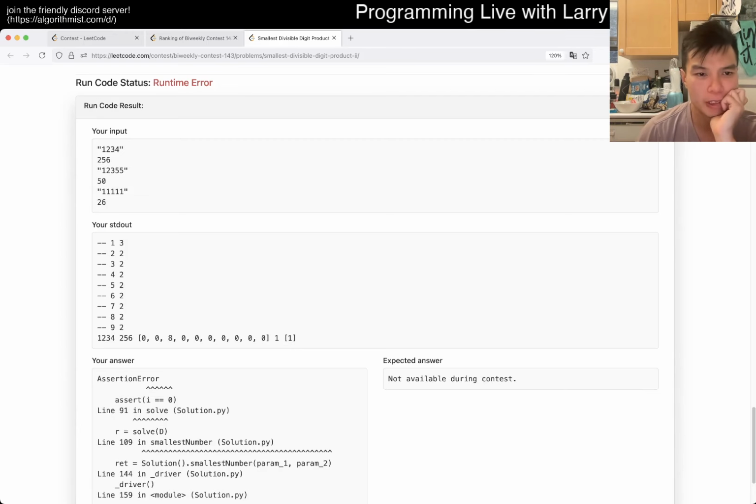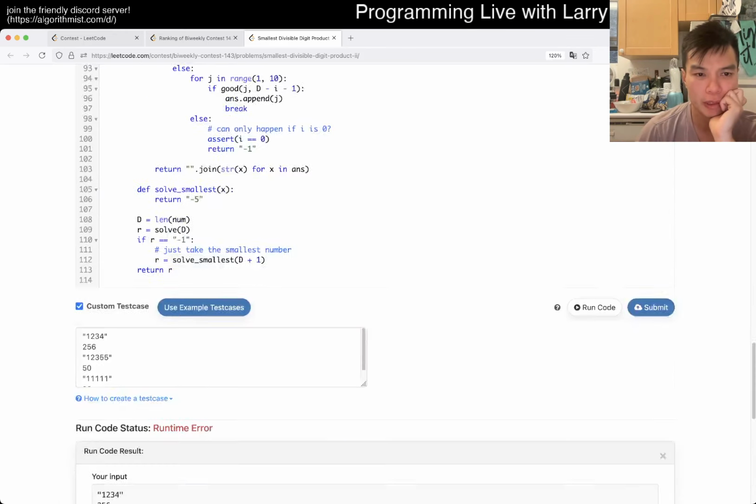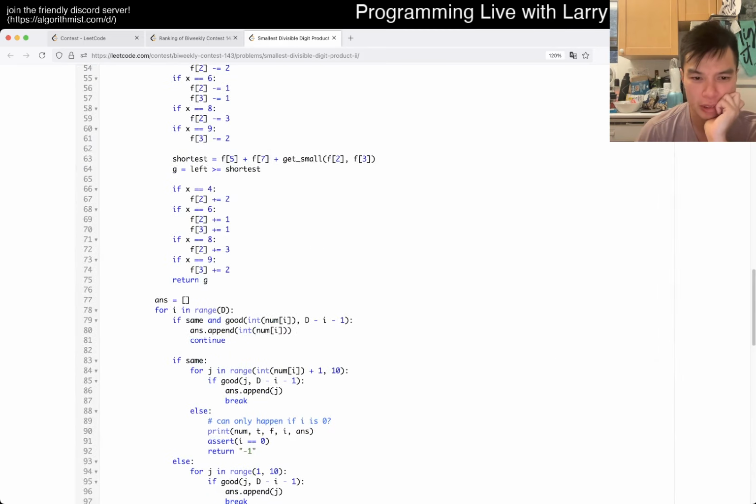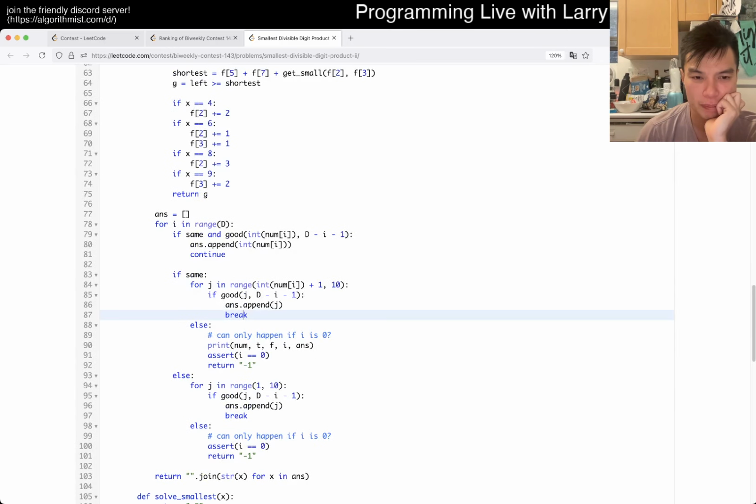Okay, so we try to put 1. 1 is always going to be good. Then we go to 2. So this breaks. And then we go to the next number. Right? Yeah, right?